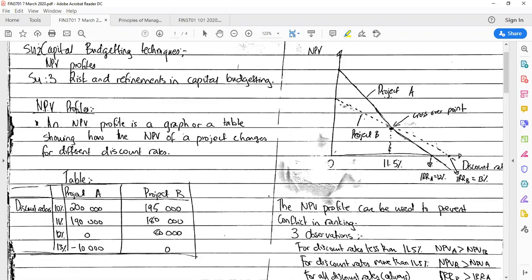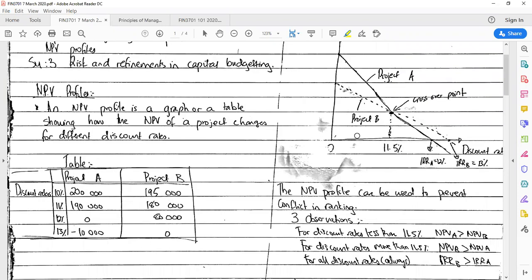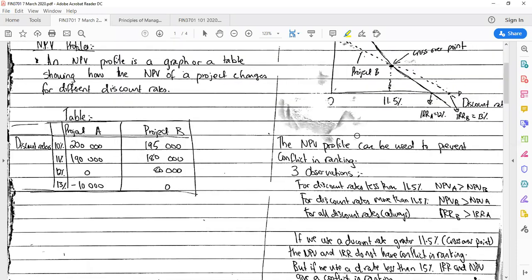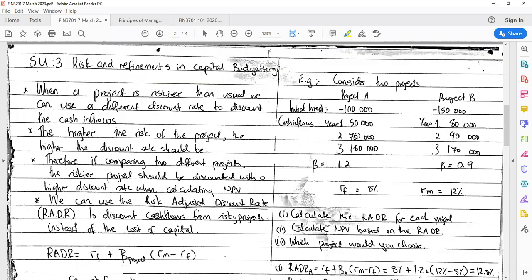So that finishes capital budgeting techniques, which is study unit 2. Lastly, we looked at study unit 3, which is a very important study unit. It finishes off topic 1, and it's known as risk and refinements in capital budgeting.